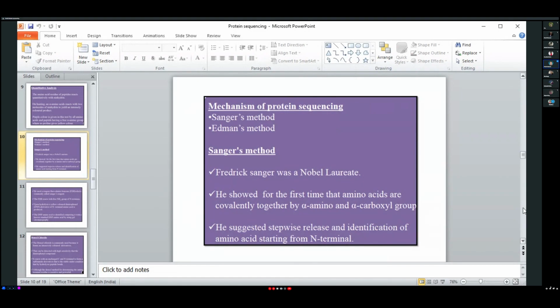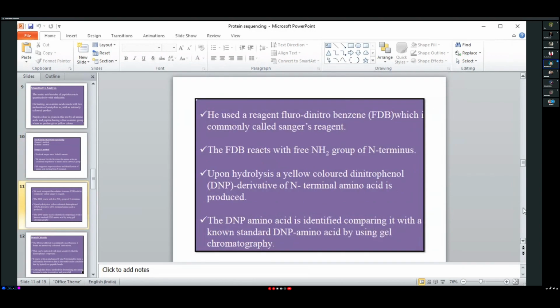The first is Sanger's method. Frederick Sanger, who was a Nobel laureate, as I have told you, showed for the first time that the amino acids are covalently joined together by alpha amino and alpha carboxyl groups. He suggested stepwise release and identification of amino acids from the N-terminal end. A specific reagent was used, which is known as fluorodinitrobenzene, FDNB, which is commonly known as Sanger's reagent.